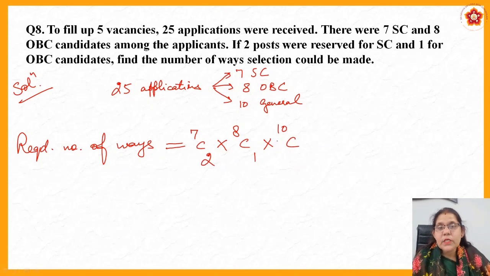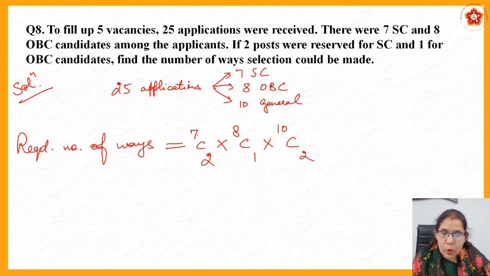And now how many posts are left? First you will have to see how many posts you have filled. We have filled 2 posts for SC and 1 post for OBC. 3 posts have been filled. So how many posts are left now? 2 posts only are left because the total is 5.